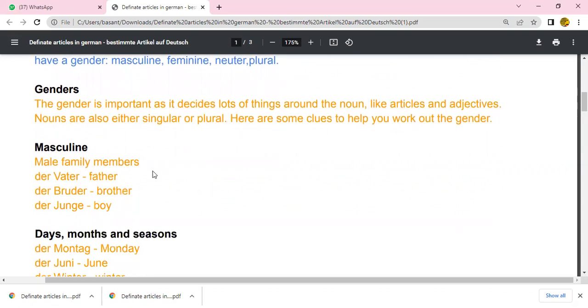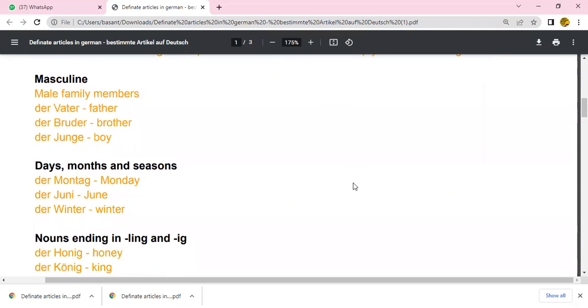Now, what are these genders doing? Gender is important as it decides a lot of things around the noun, like article, like adjective, what kind of describing word it is. Nouns are also either in a singular form or in a plural form, and they also have some clues to help you figure out the gender. For example, what comes in masculine? What all things come in masculine family?